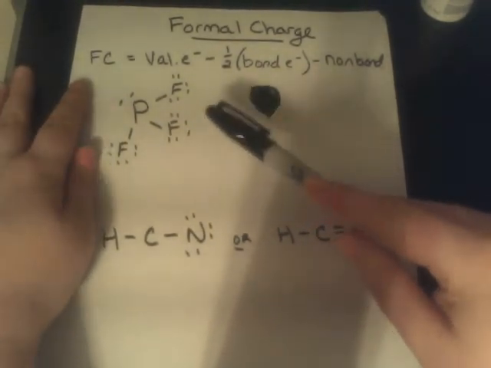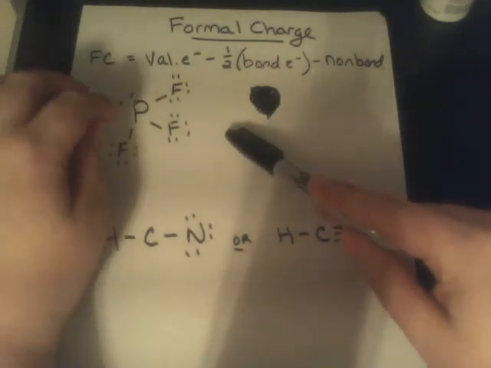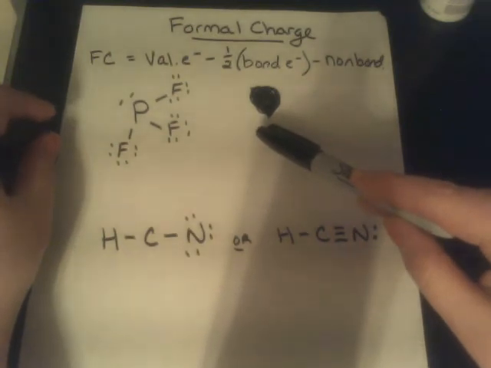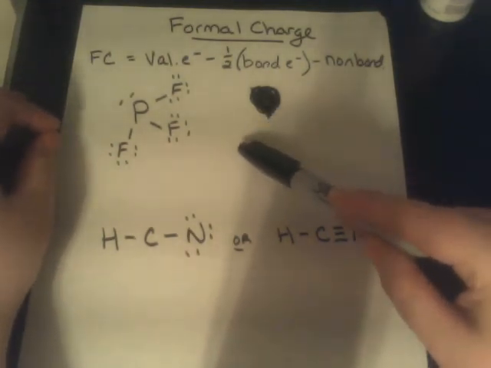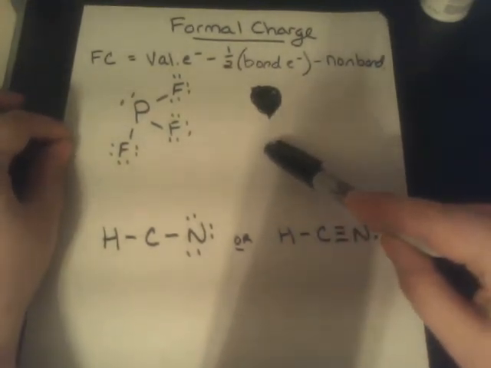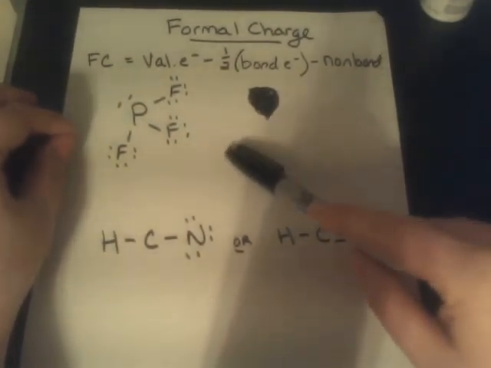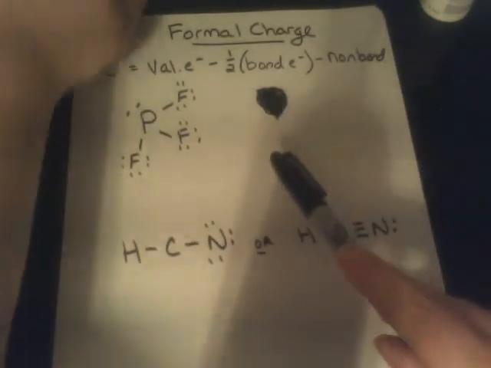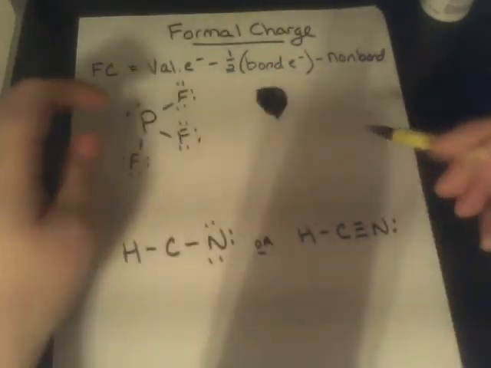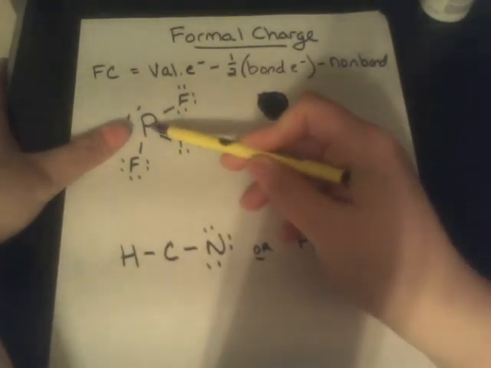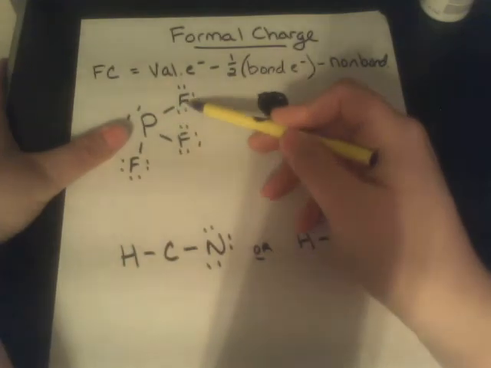So our goal for a formal charge is to get everything as close to 0 as possible. And if you have to have a charge, if it's a negative charge, it would prefer to be on an electronegative atom. So that's how formal charges work. One question that you could have on an exam is, what is the formal charge of the F and what's the formal charge of the P on this example? So let's do F first.